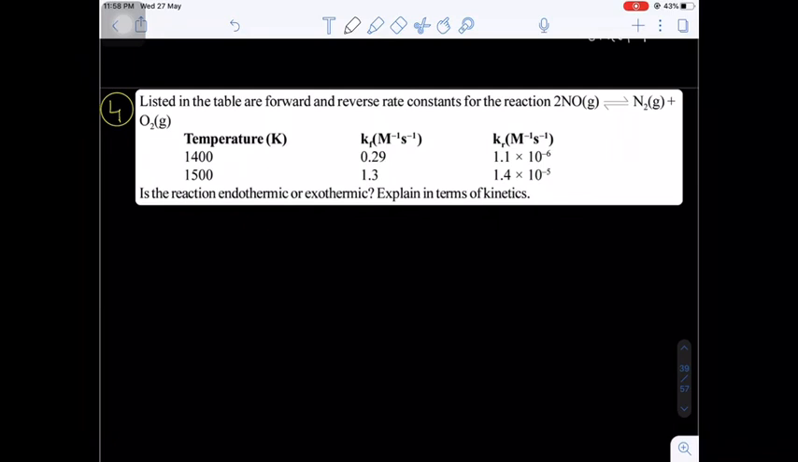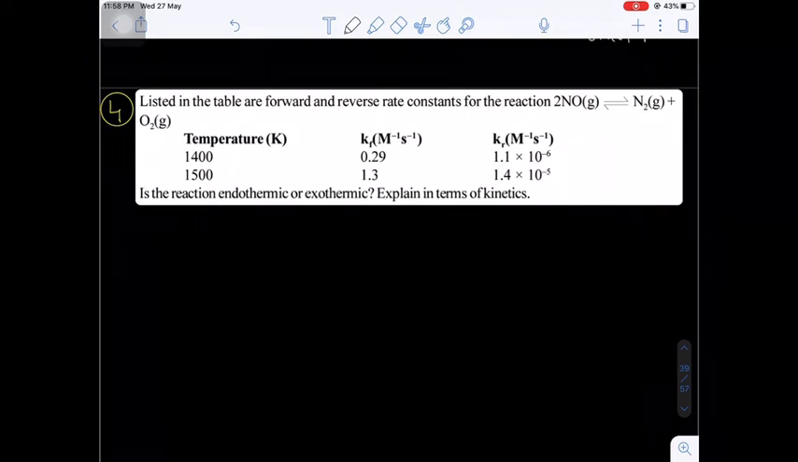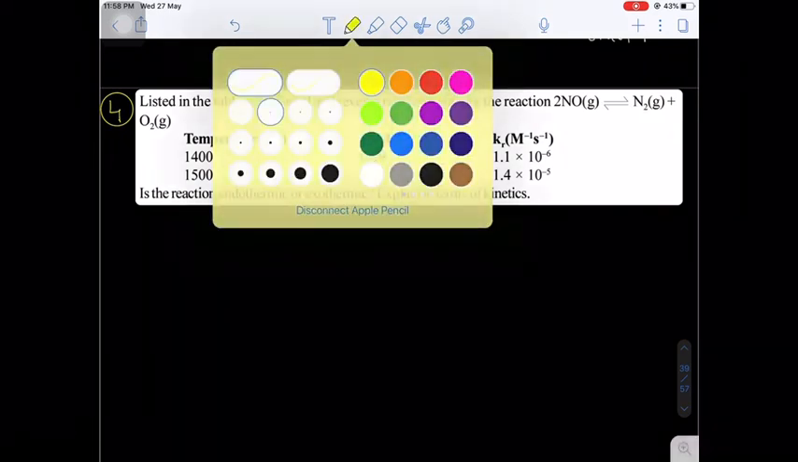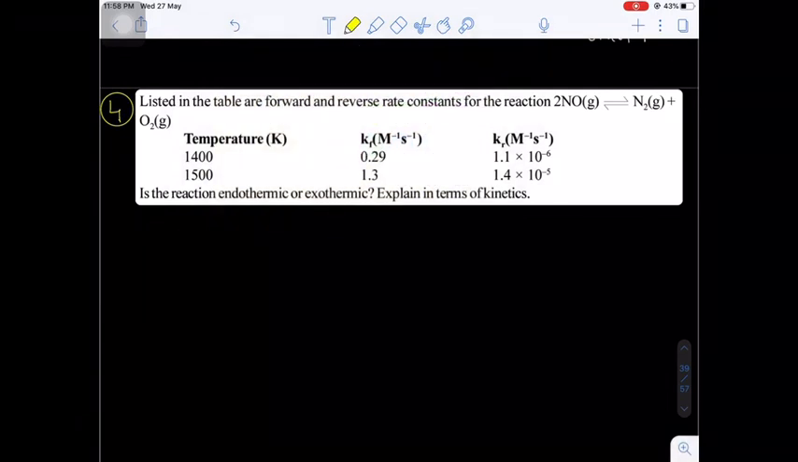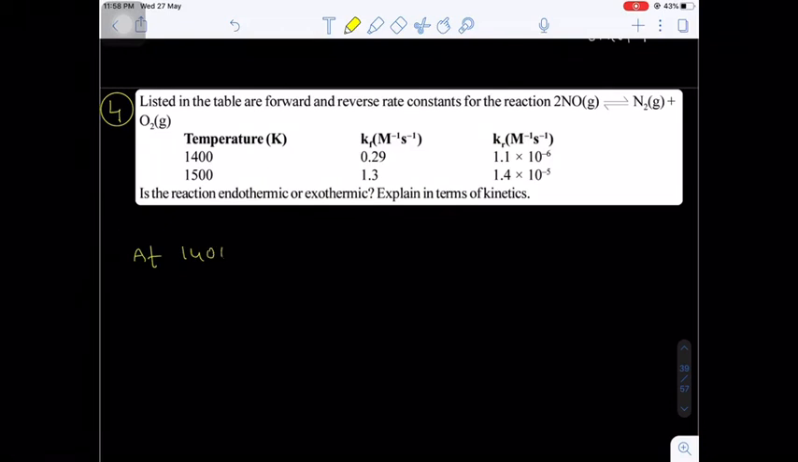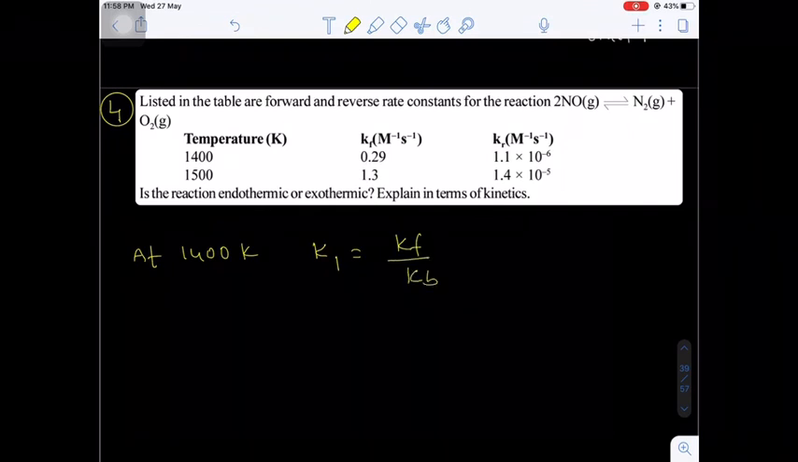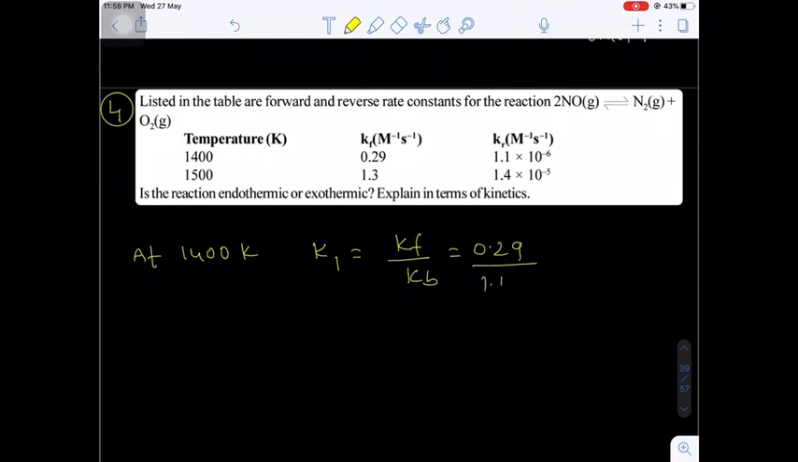Now fourth question. Listed in the table are forward and reverse reaction rate constants for the reaction 2NO equilibrium N2 plus O2. Now two different temperatures are given. So first of all, the key concept is to calculate the equilibrium constant at 1400 Kelvin. At 1400 Kelvin, equilibrium constant, let's suppose K1 is equal to Kf by Kb.